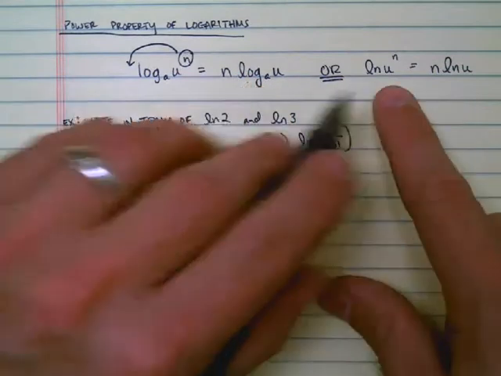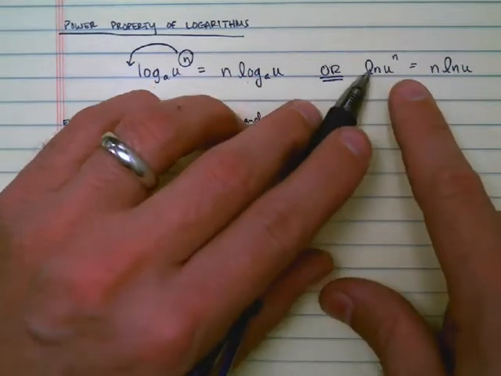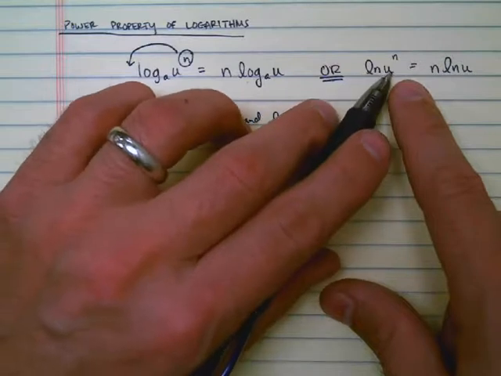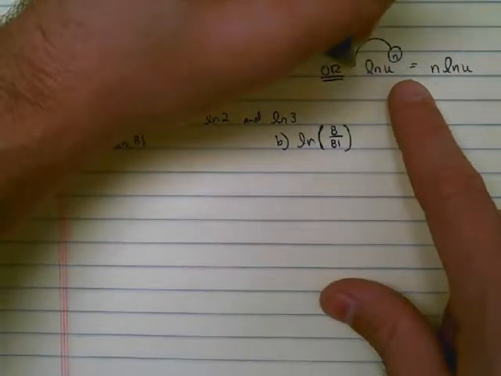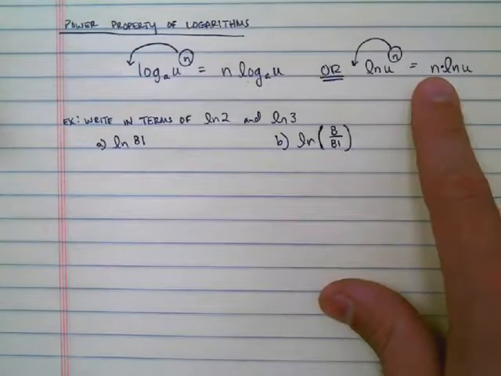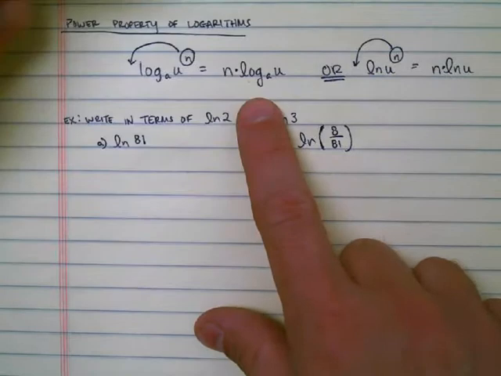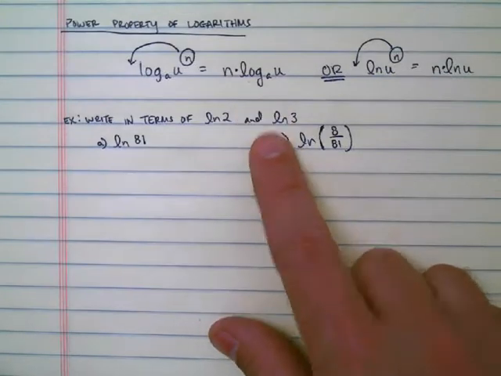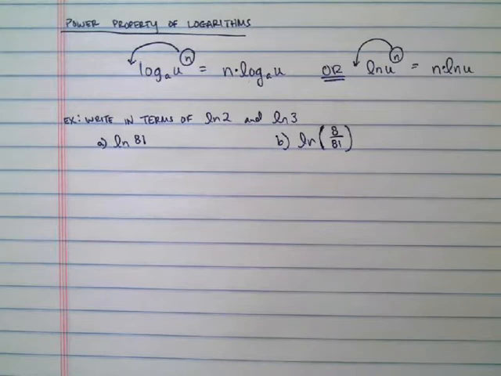Or I can do that with natural logs as well. If I have the natural log of a number raised to a value, I can take the n and drop it down in front. It's really the same thing as n times the natural log of u, or n times the common log base a of u.